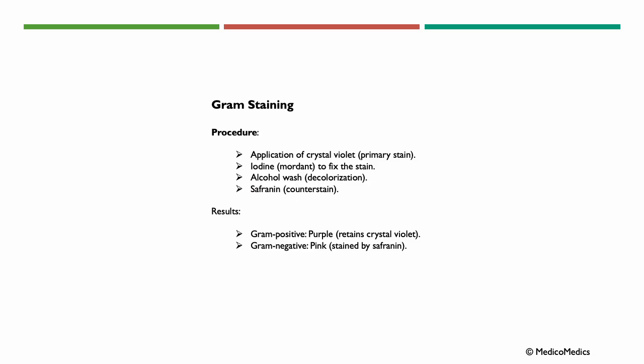Now, let's indeed mention gram staining. Gram staining is a procedure where we apply crystal violet, which is the primary stain. We then add iodine to fix this stain. We use alcohol to wash it and decolorize it. We then add safranin, which is the counterstain. When we have done all of that, we look at the results.